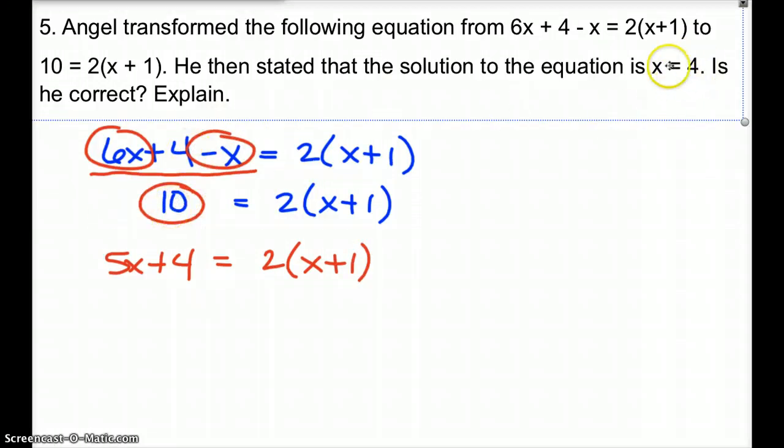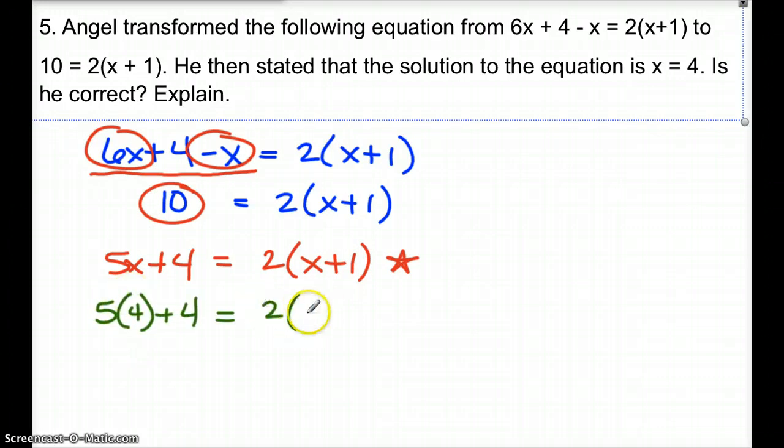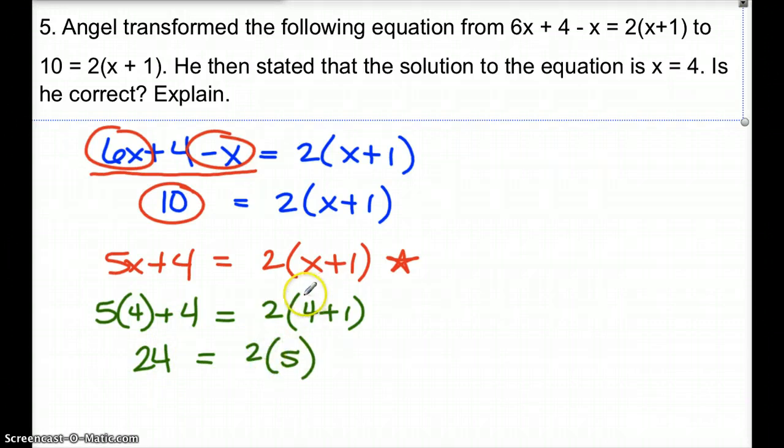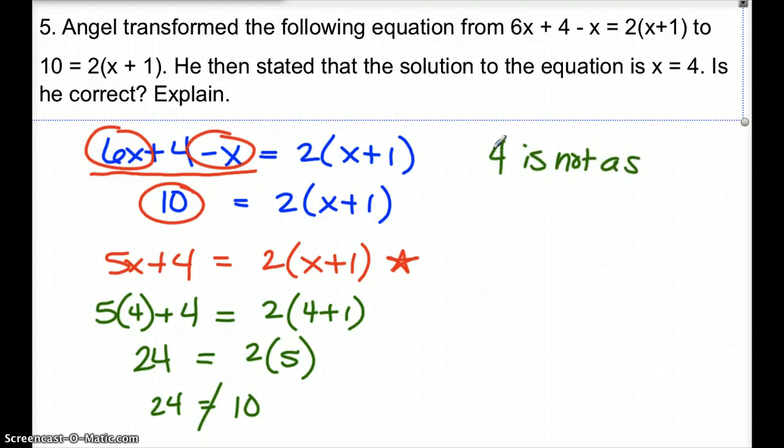But let's go ahead and plug in x equals 4 into this equation right here and see if it is true. So 5 times 4 plus 4, and then over here we have 2 times 4 plus 1. Over on the left we have 24. Over on the right we have 2 times 5, which is 10. So you can see that they are not equal, so 4 would not be a solution. Again, for the same reasons we've been using throughout.